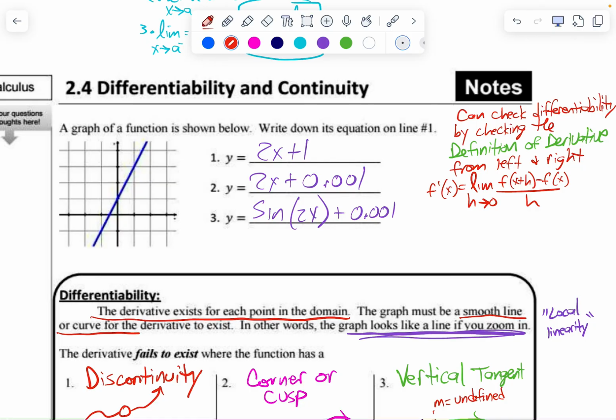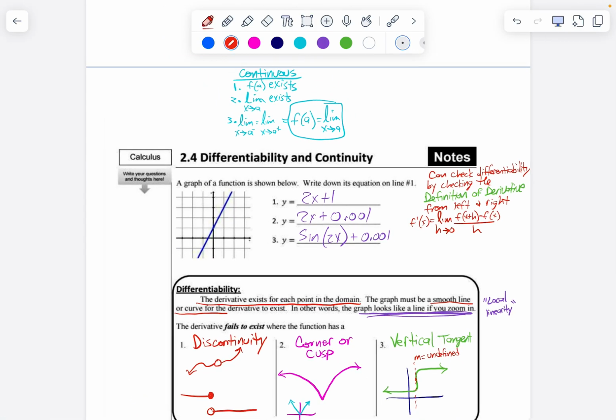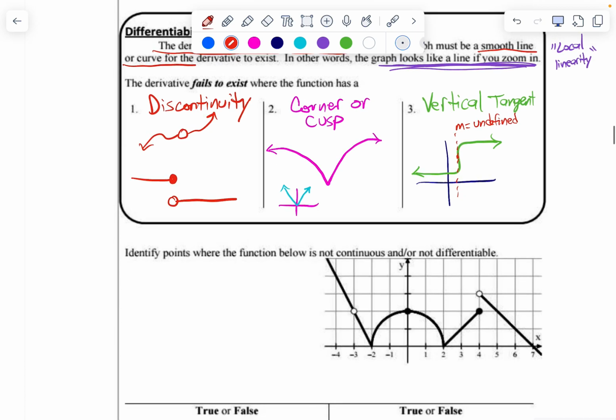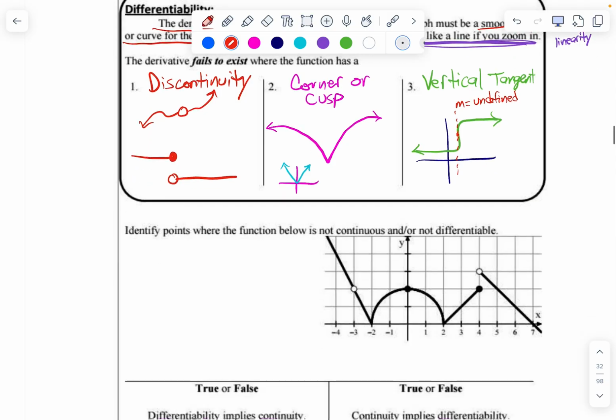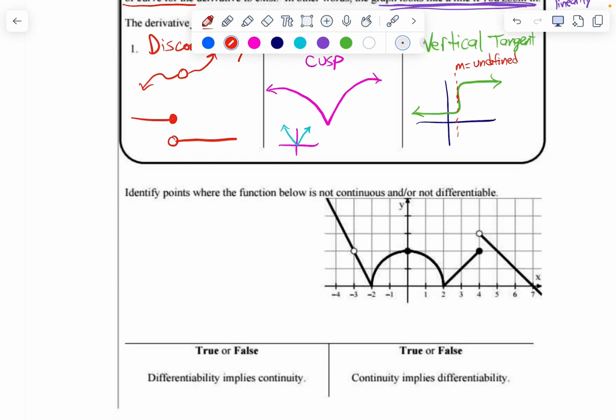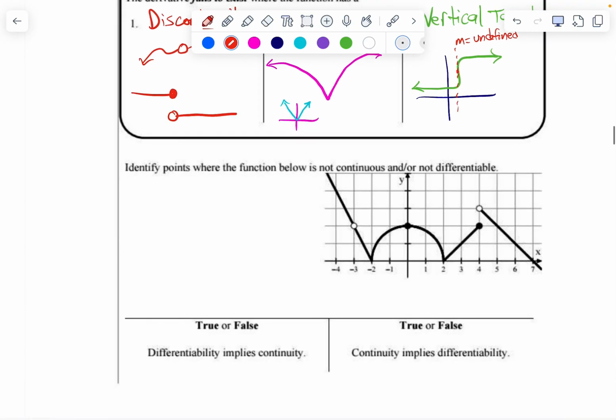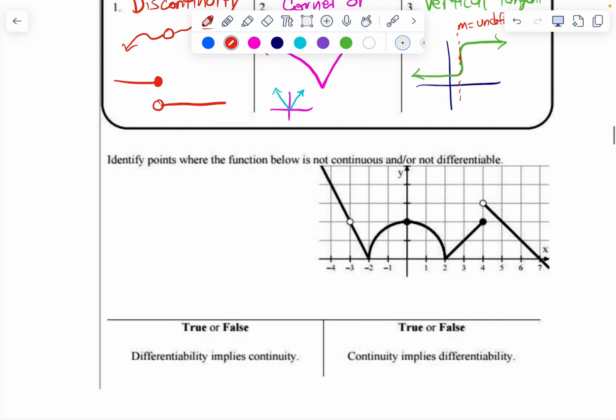Man, this class, this week goes by too fast. Let's start with some easy ones. I'm going to come back to that in a second. Let's start with some easy examples. So identify points where the function is not continuous and or not differentiable. Let's just run through these. I think this one should be pretty easy. Where is it? Let's just go left to right.